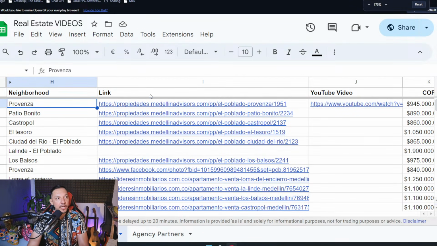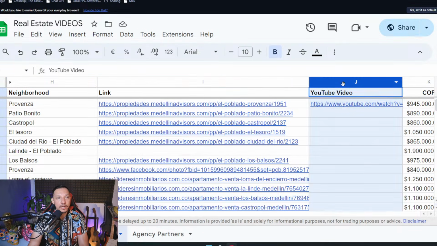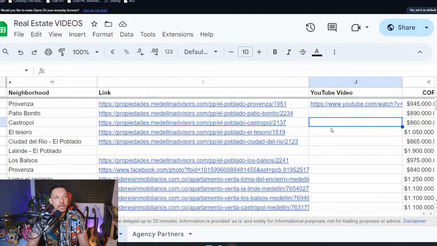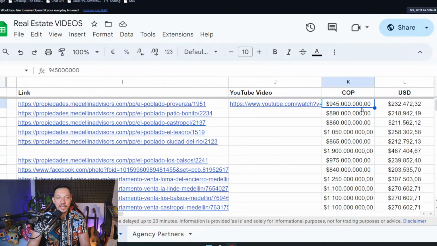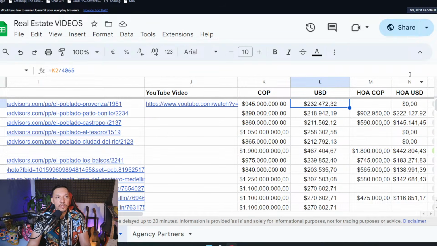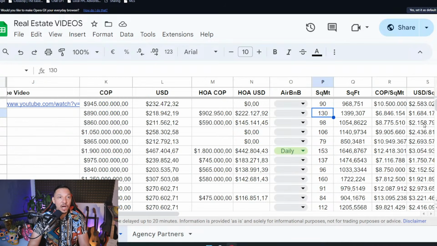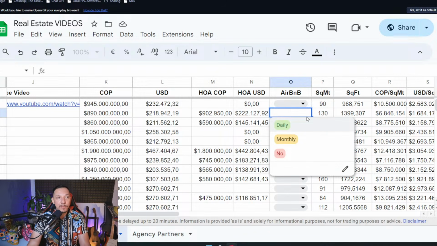So I put the neighborhood here. I put the link to where I found the property. If there's a YouTube video on my channel, I put it there. What the property costs in Colombian pesos, and then the conversion to USD right here. If the listing shows you how much the homeowners association, or administración, is, what that price is in pesos and what it is in dollars. Are you able to do Airbnb monthly, daily, or none at all?